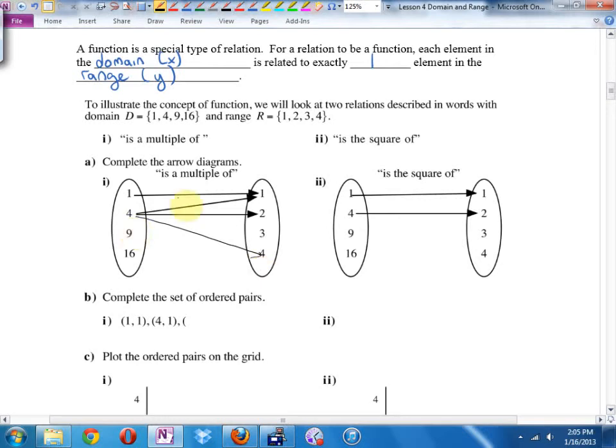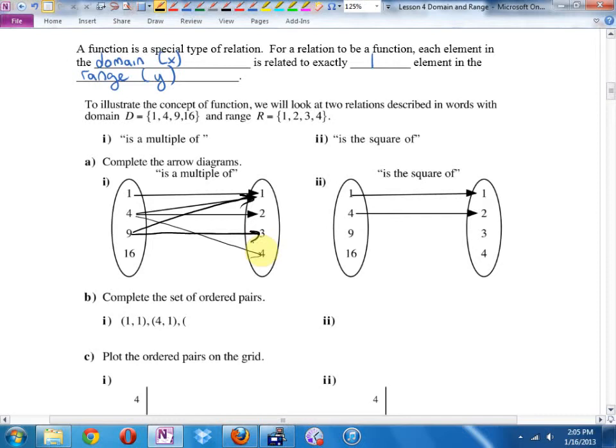Let's look at the number 9. Does 1 go into 9? I would connect those guys. Does 2 go into 9? Does 3 go into 9? I would connect that. Does 4 go into 9? No.